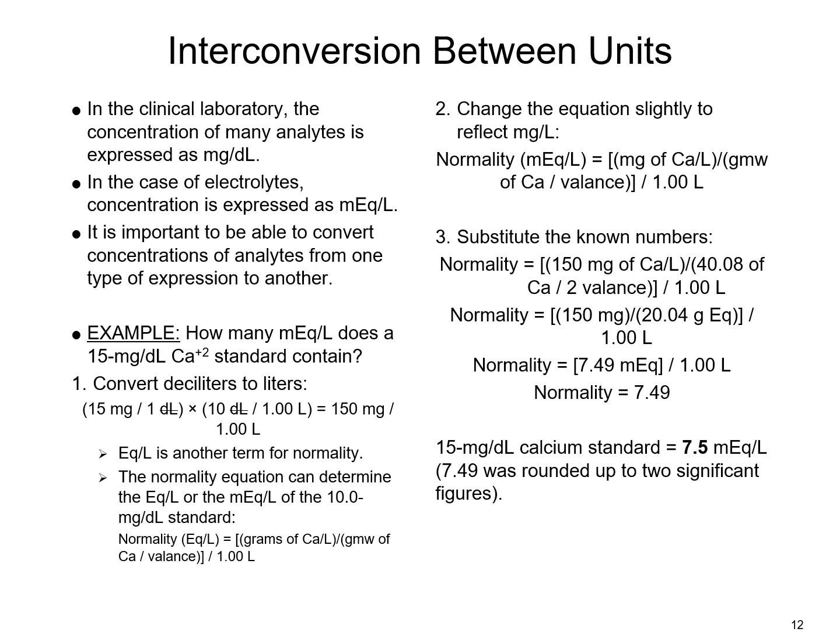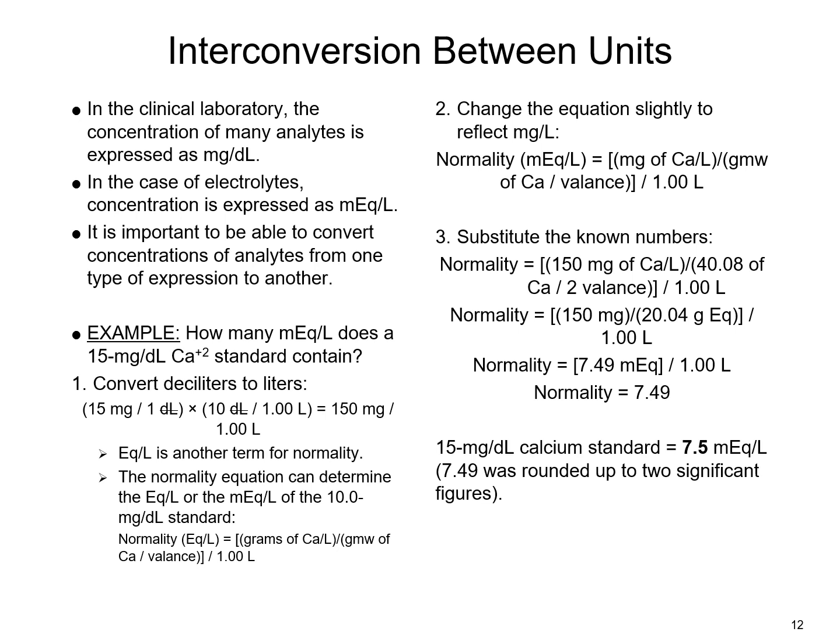So this problem actually contains several steps. Our first step will be to convert those deciliters to liters. We know we have 15 milligrams per 1 deciliter, and we know that 10 deciliters is equivalent to 1 liter. Of course those deciliters would cross each other out to leave you with 150 milligrams per 1 liter.